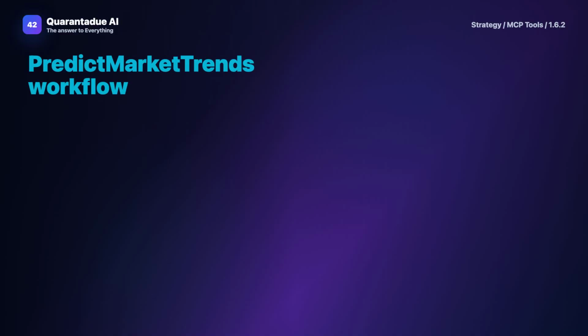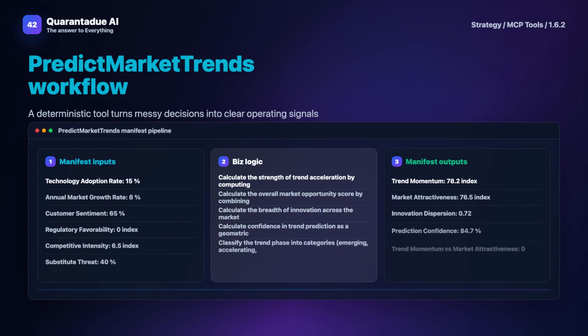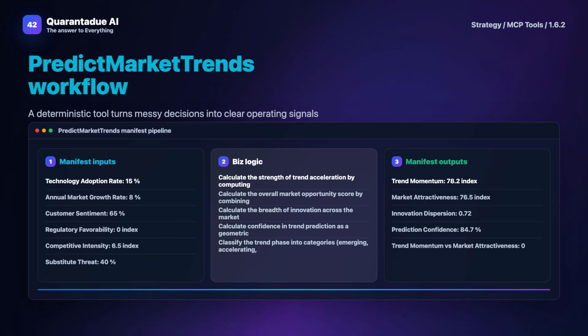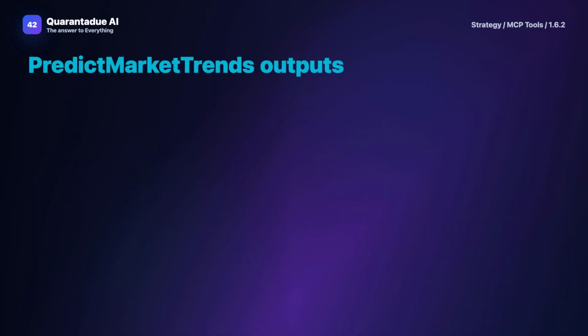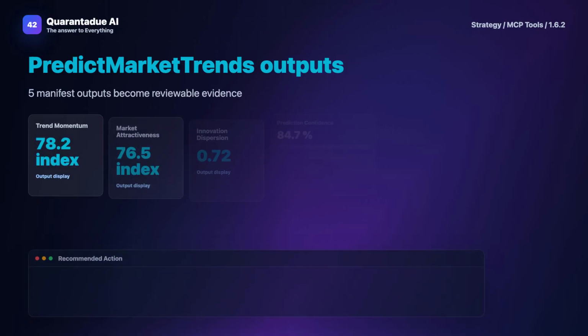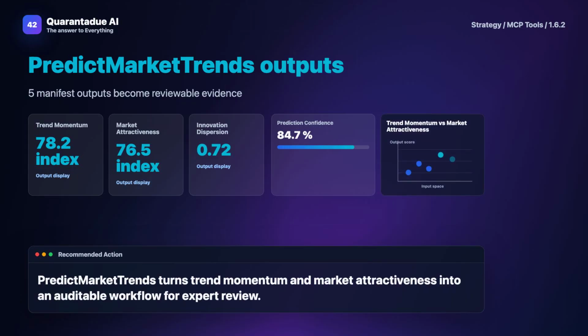Calculate the breadth of innovation across the market as a ratio inversely proportional to innovation concentration and adjusted by technology adoption rate. Calculate confidence in trend prediction as a geometric mean of trend momentum and market attractiveness, discounted by innovation dispersion uncertainty. And classify the trend phase into categories: emerging, accelerating, maturing, declining, volatile, based on quadrant analysis of trend momentum and market attractiveness. This keeps the process deterministic, reviewable, and aligned with how strategy teams actually make decisions.